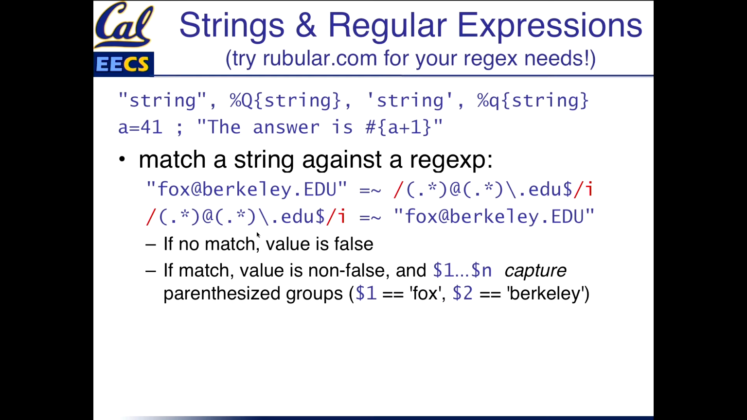The return value of this expression is, if there was any kind of a match, I get a true value. If there was no match, I get a false value. And if the expression contained parenthesized groups, in the event of a match, the variables $1 through however many groups there were capture the partial matches. So in this simple example that I used, $1 would evaluate to Fox because this first group of any characters before the @ sign matches the first group of characters in my name. And $2 would match Berkeley because the second group of parens matches this group of characters that's before the .edu. Learn them, know them, love them.